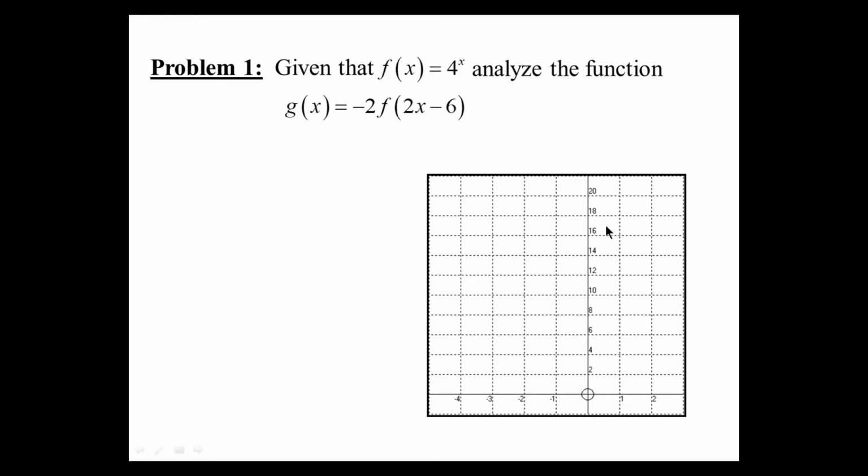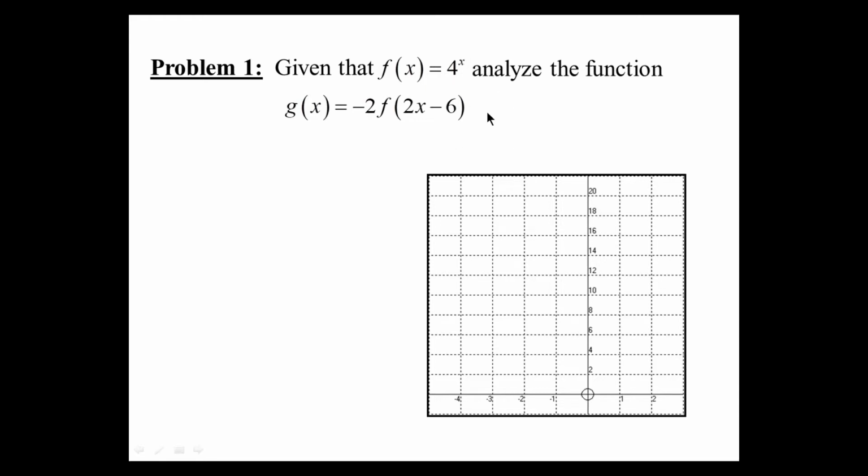Okay, here's a question. Here's a problem. Given that f of x is 4 to the x, which we know to be an increasing exponential function because x is in the exponent, and g of x is a version of f of x. G of x is negative 2 times f of x, but it's not f of x, it's f of 2x minus 6. So the input station has been changed and all the y values got multiplied by 2 and reflected across the x-axis. But let's formalize all this.